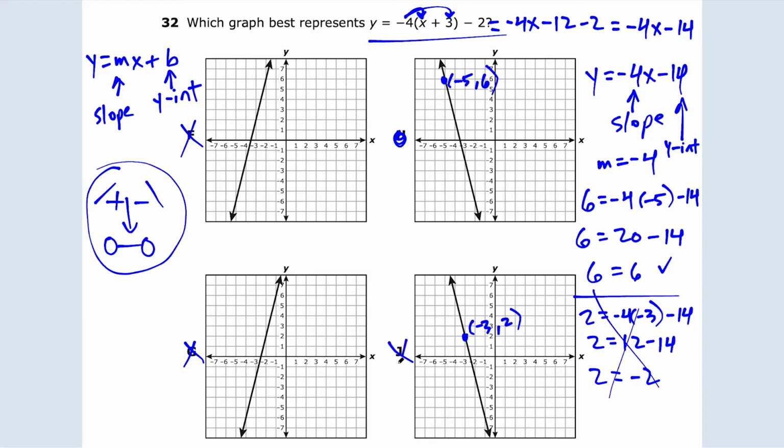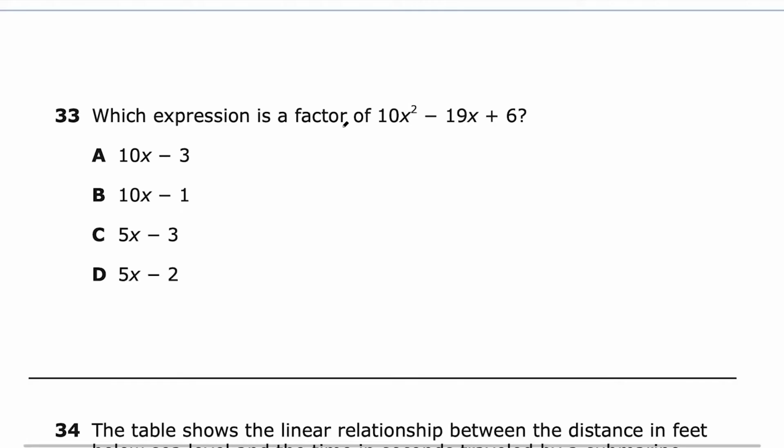So that's why J is out. And this is definitely our correct answer. Question 33, we have a quadratic expression, and we have to factor it, but we only have to identify one factor. And they're doing that to make it difficult to use the calculator.